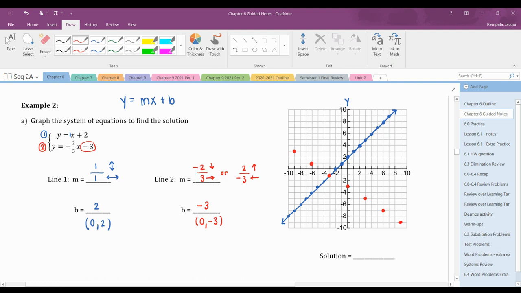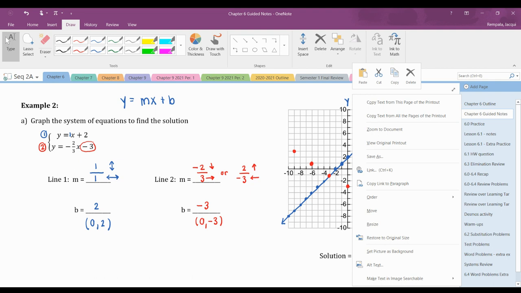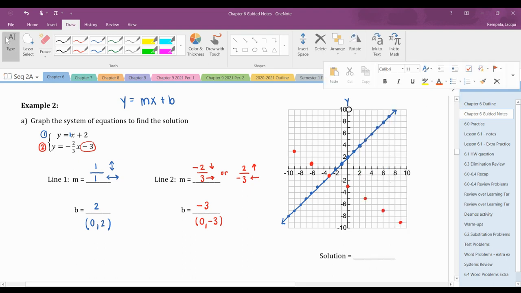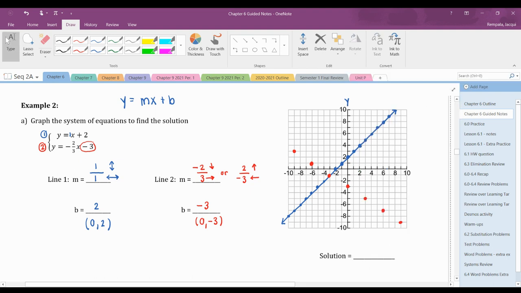Okay? Notice that now I have enough points where I can nicely draw and connect those. Sorry, my computer is not letting me do this. There we go. So I can connect those points, put arrows on either end. And so there are my 2 lines.